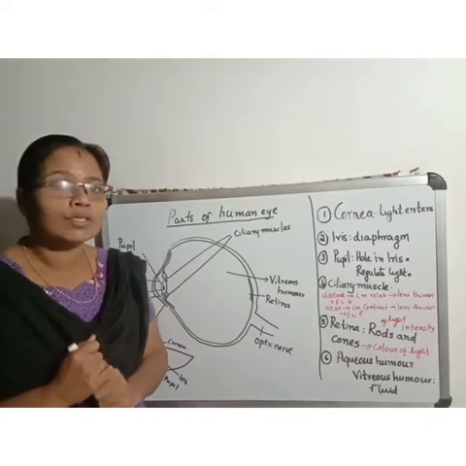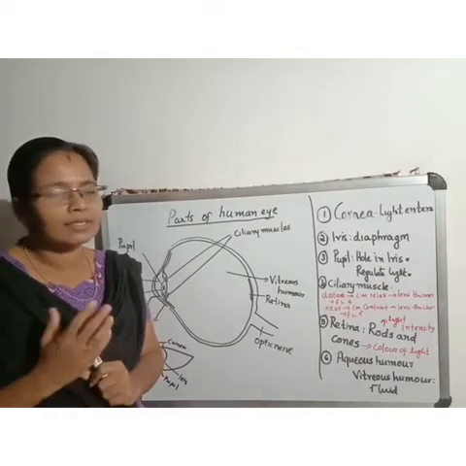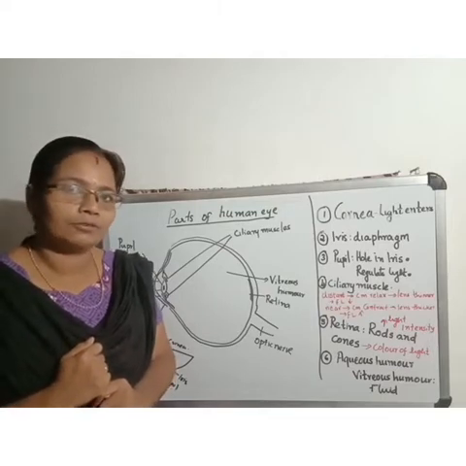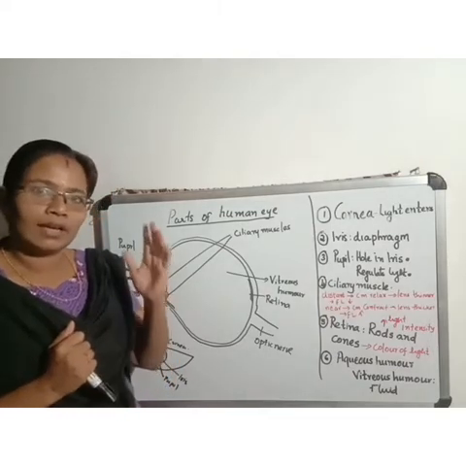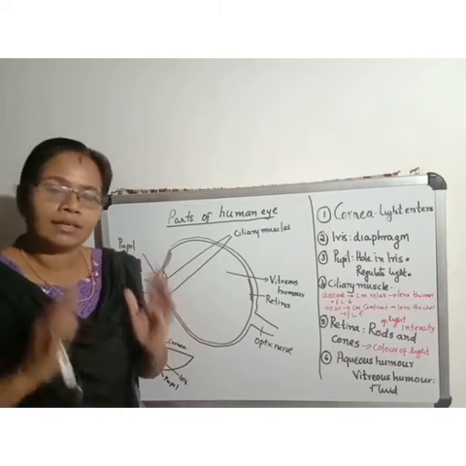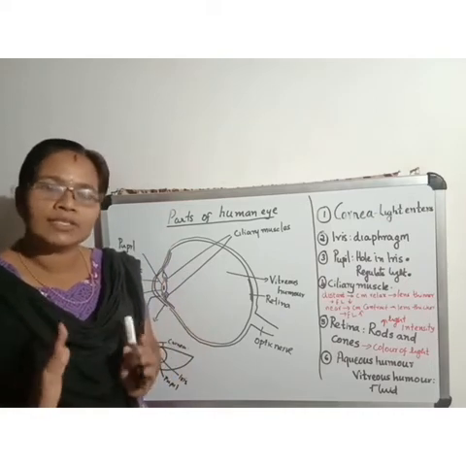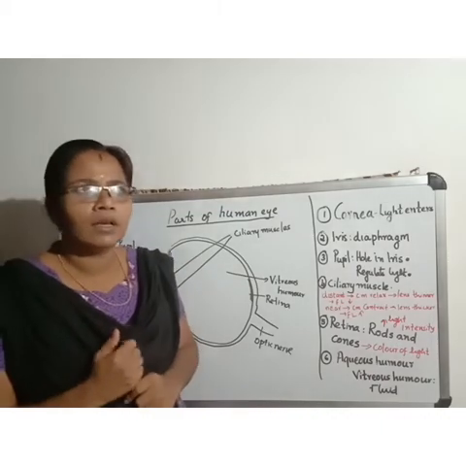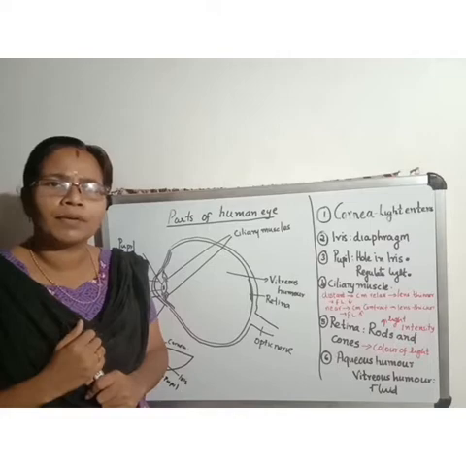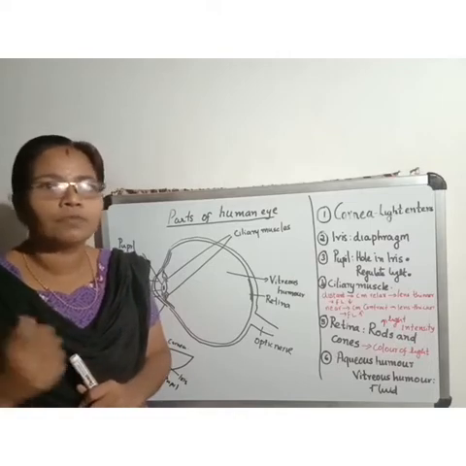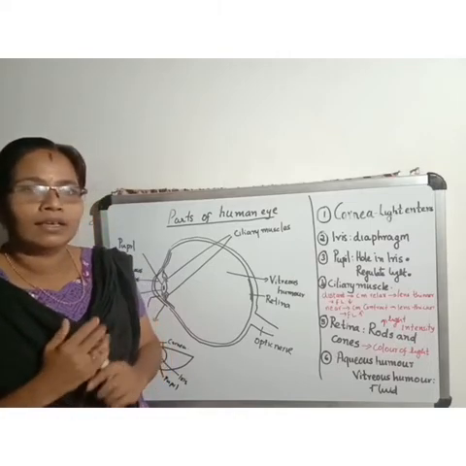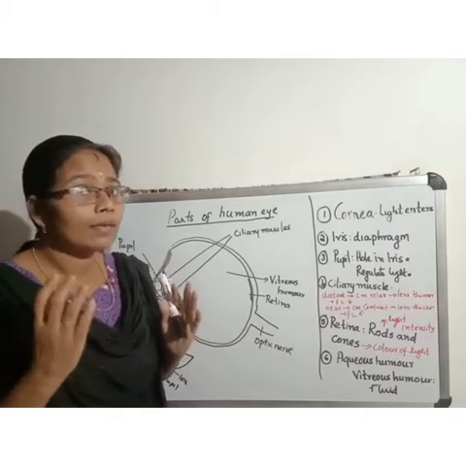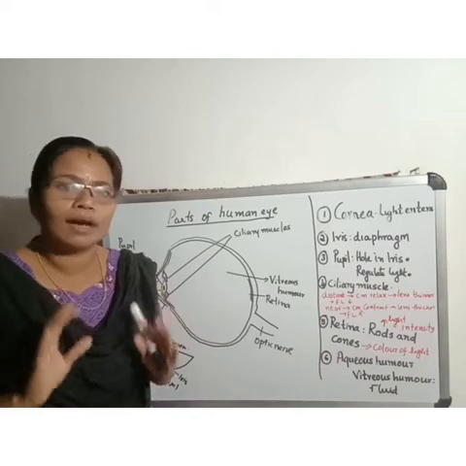Now I am going to start with a new chapter, which is the simplest chapter, called The Human Eye and the Colorful World. So as the name says, here first we are going to study about the human eye. You may get confused sometimes why this topic comes in physics instead of biology. Here we are going to study what's the mechanism happening inside the human eye.